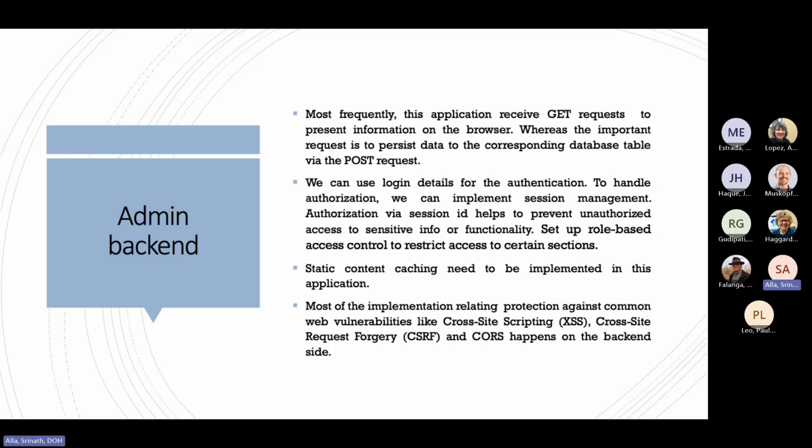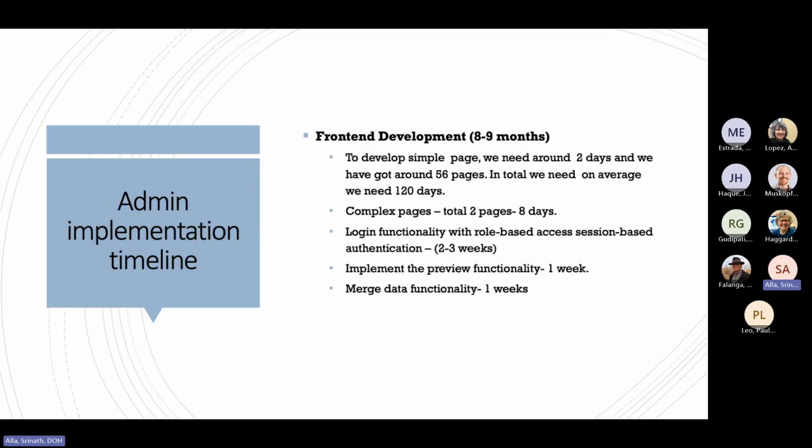Those things should be done also on the back end, because it needs to be done on the header, and the basic web vulnerabilities like cross-origin resource sharing, cross-site scripting, and all these things need to be done on the back end. That's the basic things we will be doing in the front end and back end. And this is my timeline, the timeline about the front end development of the admin application.